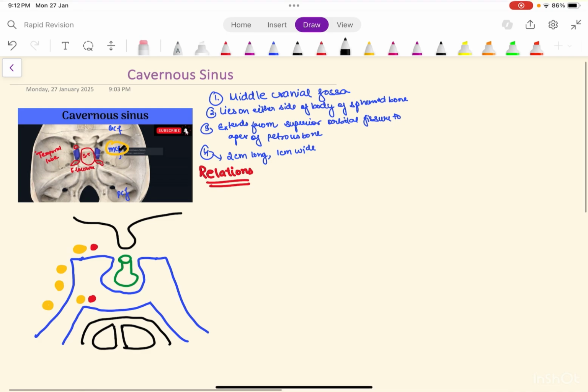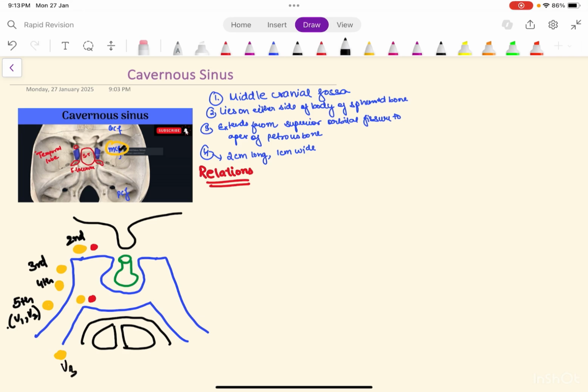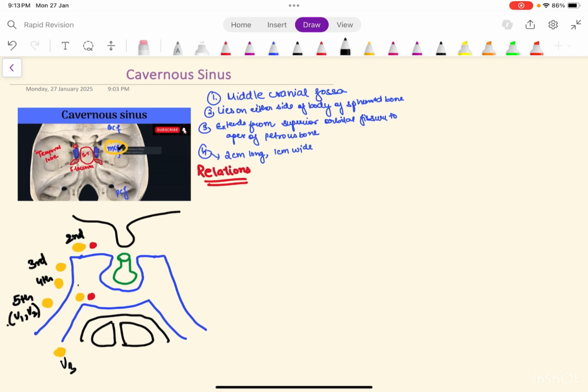First of all, this is our second cranial nerve, this is the third, this is the fourth, this is the fifth cranial nerve, only V1 and V2. I suppose you know, the second is the optic nerve, the third is oculomotor, the fourth is trochlear, the fifth is trigeminal nerve, but only the ophthalmic and maxillary divisions and not the mandibular division. The mandibular division, V3 of the fifth nerve, is somewhere here. So just remember V1 and V2 only. Then this is the sixth inside, the abducent.